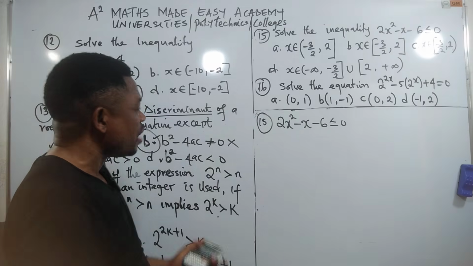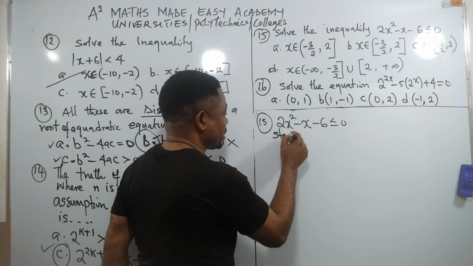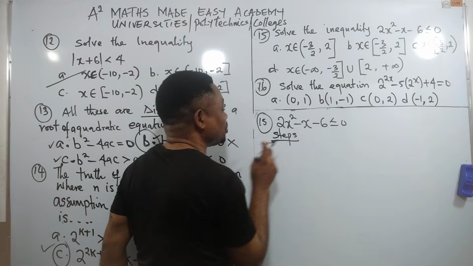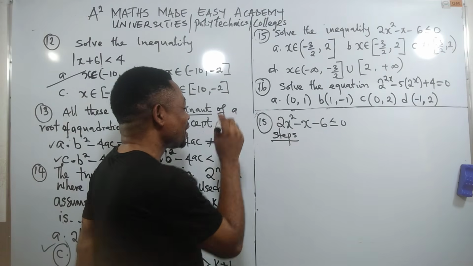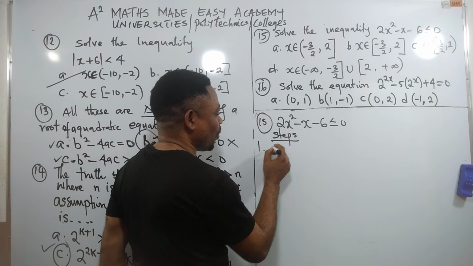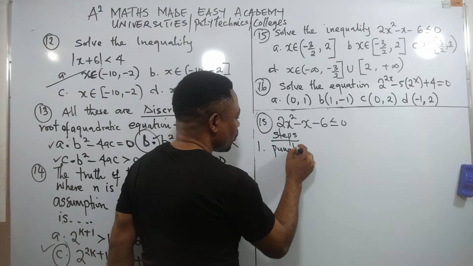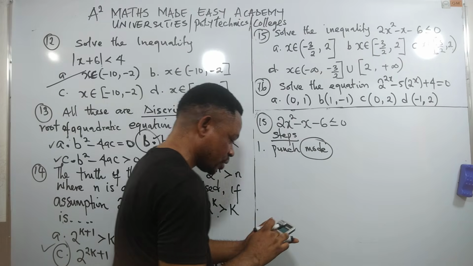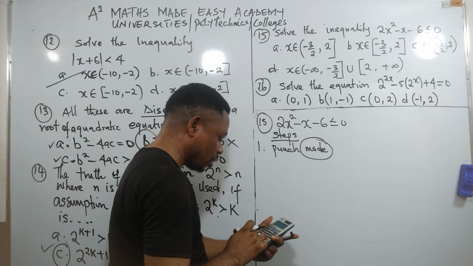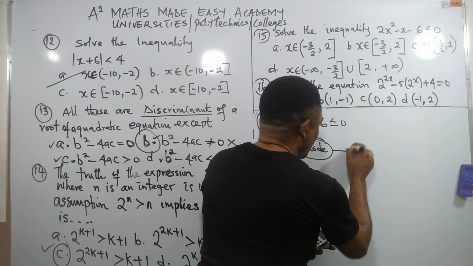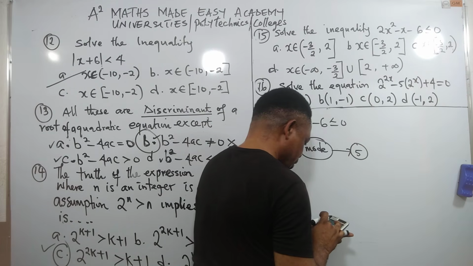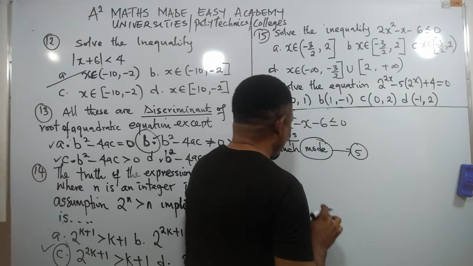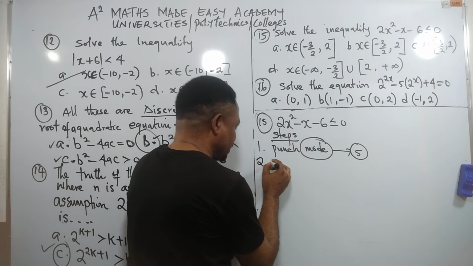Now, I want you to observe. But first of all, let me write out the steps first. After that, I will show you using the calculator method. Now, the first step is number 1. Watch. You punch what we call mode. Are you with me now? Punch mode and 5. That is the first one. Once you punch mode and 5, you move over to the second one.